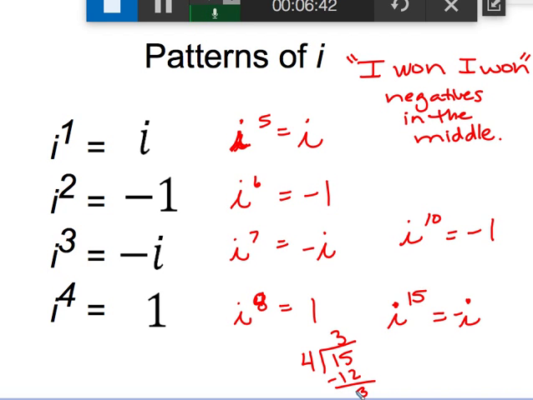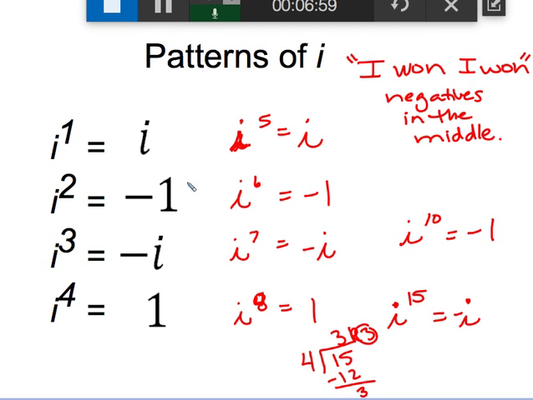Doesn't matter how many times it goes. What matters is the remainder. Whatever the remainder is, that's what your answer is going to be. And it'll work for i to the 100th, i to whatever. This pattern always repeats. Now, your calculator will do this.